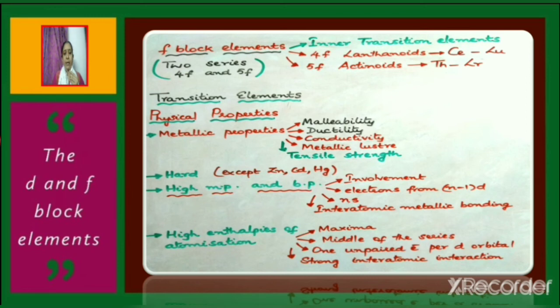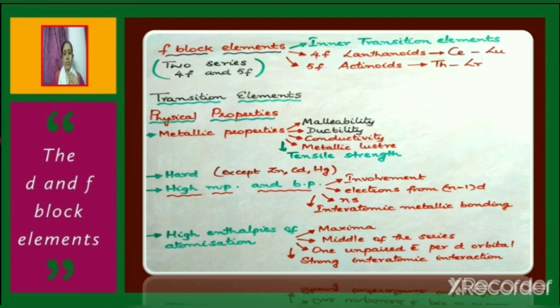They have high melting and boiling points. What is the reason? It is because of the involvement of the electrons from the (n-1)d orbital in addition to ns electrons. So in addition to ns electrons, (n-1)d electrons will be involved in interatomic metallic bonding, as a result of which the bond will be quite strong and hence they have high melting and boiling points.